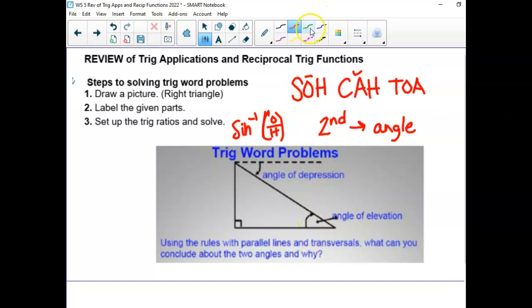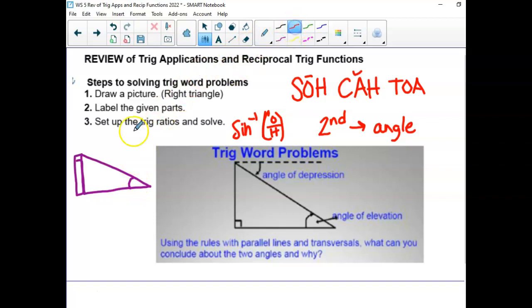Okay. Now, one more thing before we actually start the problems. You need to understand the vocabulary of angle of elevation and angle of depression. Okay? Angle of elevation is, if this was a cliff or a building, let's call it a building, it looks more like a building. Angle of elevation means you're standing far away and you're looking up, okay? Angle of elevation is down here.